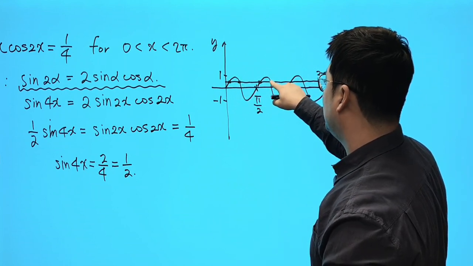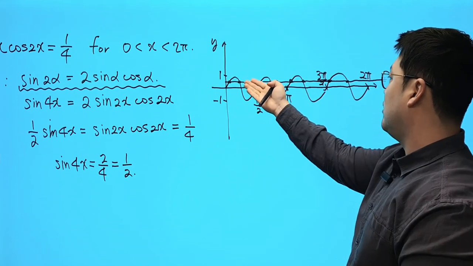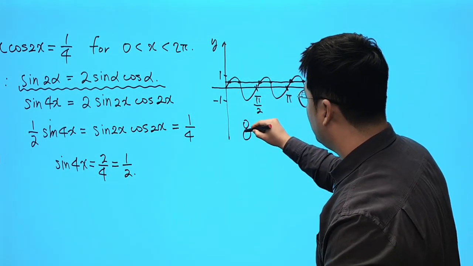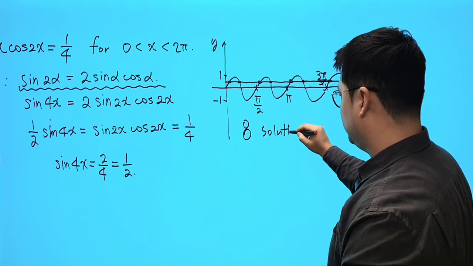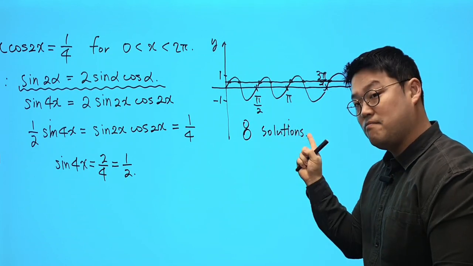Now, how many intersection points do we have? Well, I would say we have 8 intersection points. So 8 intersection points means that we get 8 solutions to this equation. That being said, the answer for this question must be 8.